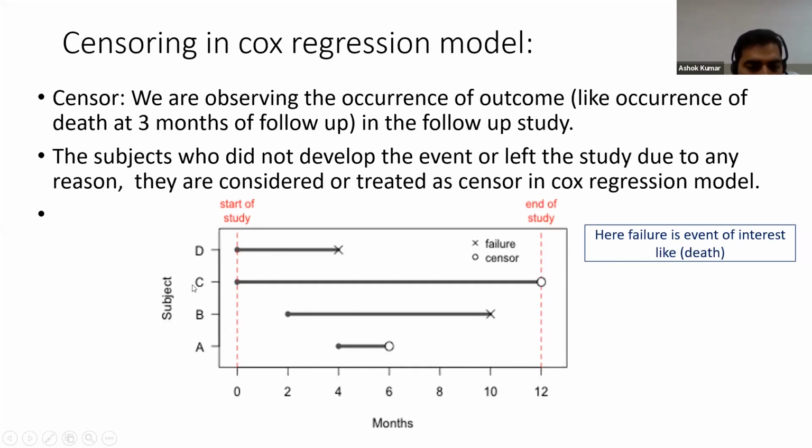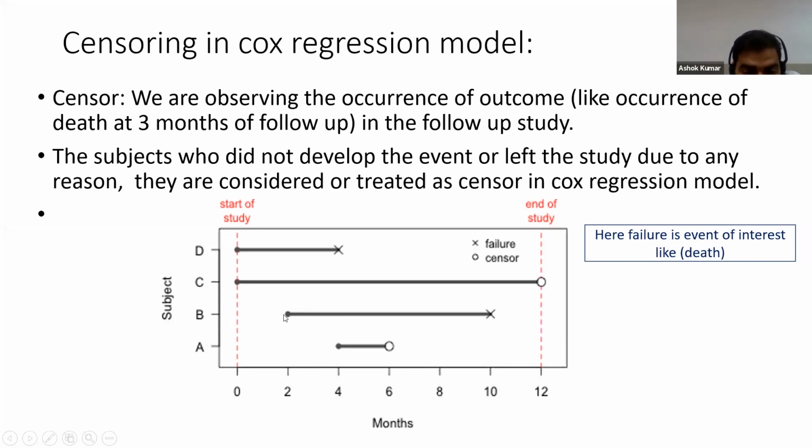But what about C? C was followed up in the study, there is no problem, and at the end of the study she did not develop any event, so it is called a censor. Number two, B. Number three, B was recruited 2 months after starting our study.